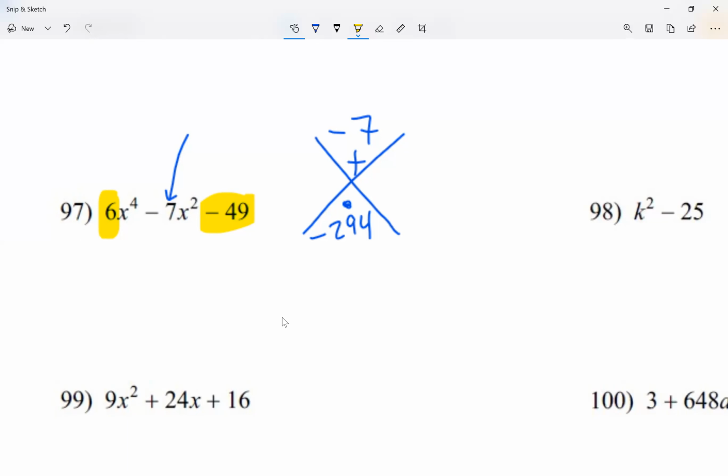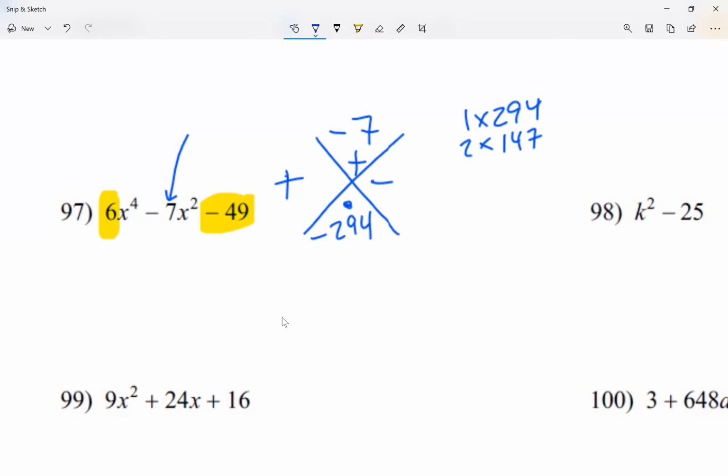All right, because in multiplication, they equal negative, so I know I'm dealing with a positive and a negative. When I'm adding a positive and negative, basically I subtract the values. So I'm looking for two numbers that multiplied equal 294, but when I subtract them is 7. So let's think of all the factors of 294. I'm gonna go 1 times 294. I'm gonna go 2 times 147.